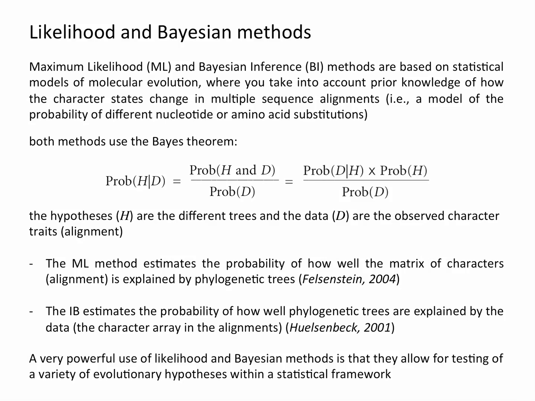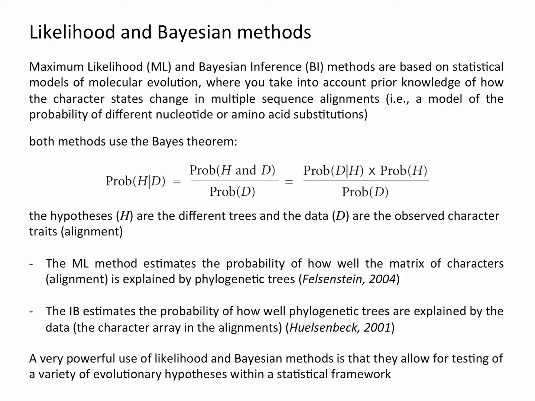One limitation of both the distance and parsimony methods is that although they may select one tree over another on the basis of some criteria, it is not possible to say how much more plausible one tree is than another. In this regard, likelihood and Bayesian methods have been designed to provide a statistical framework for phylogenetic reconstruction.